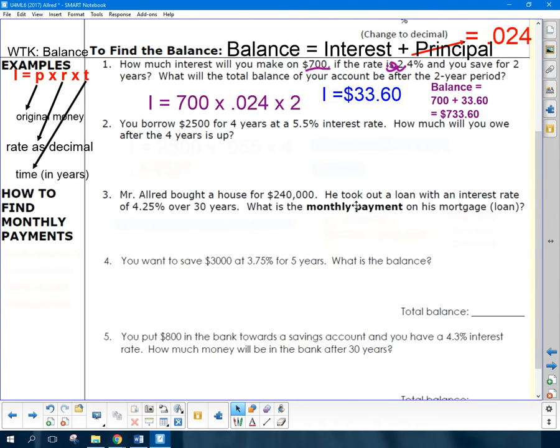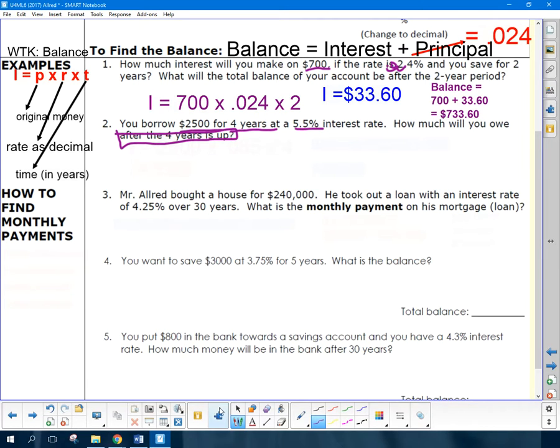Okay? It's also definitely possible that you might borrow money at some point in your life. And when you borrow money from the bank, they're going to give you lots of paperwork, and they're going to ask you to fill out a credit score and lots of other things, and then they're going to give you a rate, an interest rate. And that's very important, because the lower your interest rate, the better off you'll be. Okay? If you borrow $2,500 for 4 years at a 5.5% interest rate, how much will you owe after the 4 years is up?